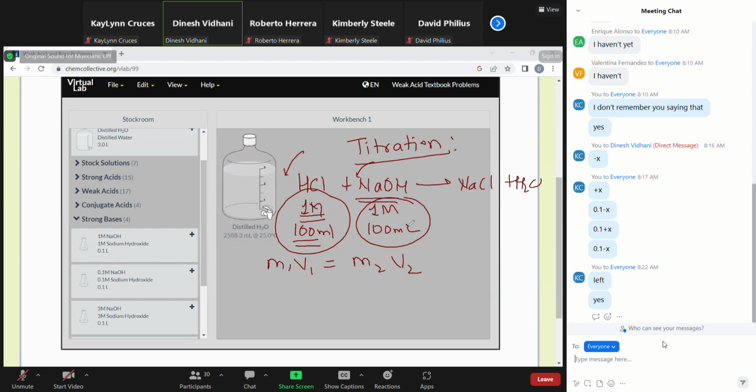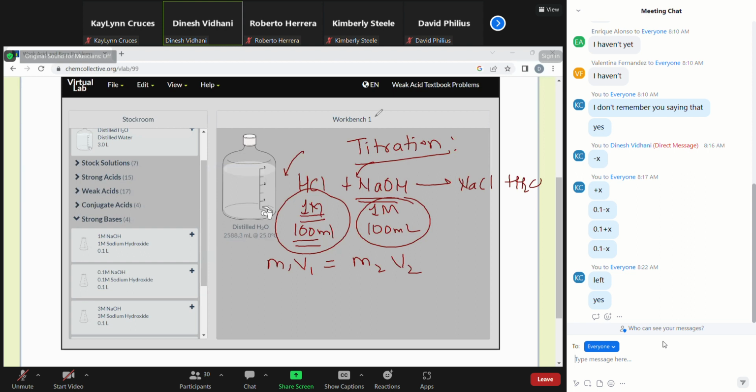So you can find the amount of unknown if you know the volume of unknown, if you know the volume of known, and if you know the strength of known, right? Okay, now we are going to do one experiment on that.